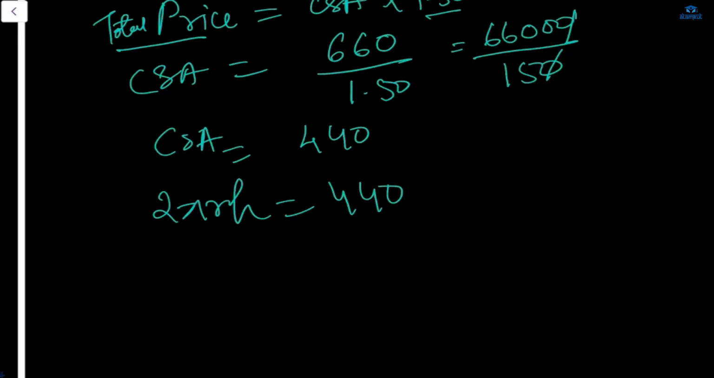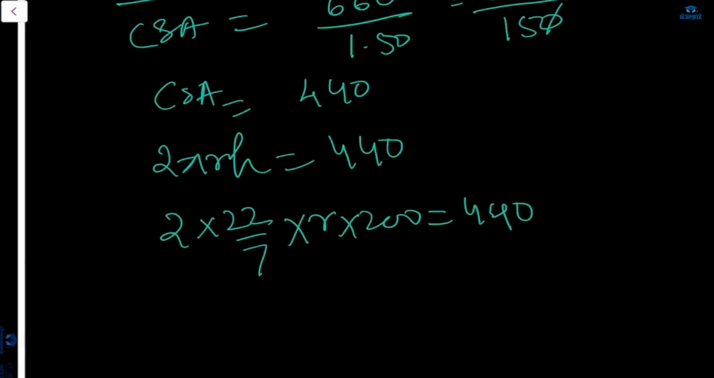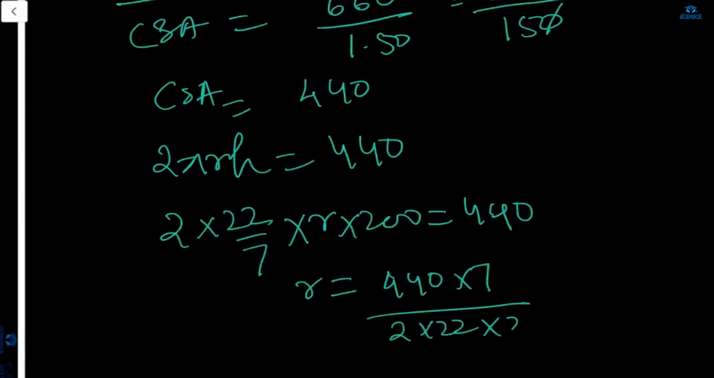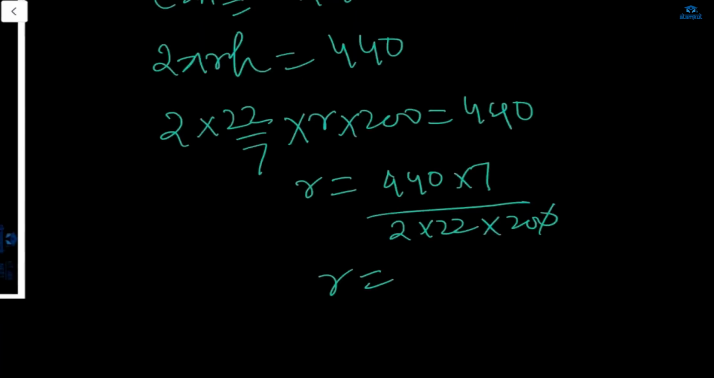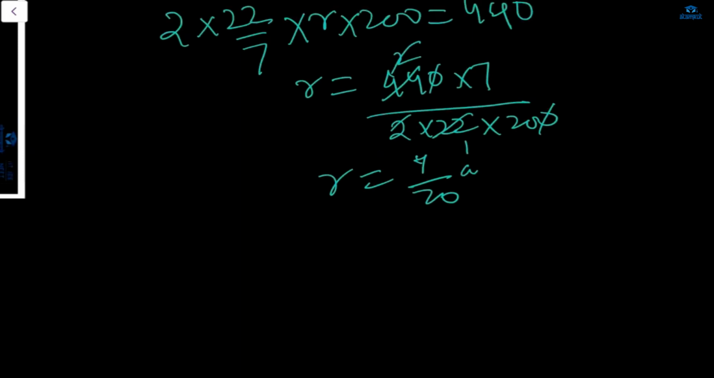2 into 22/7 into r into 200 is equal to 440. So r will be equal to what? 440 multiplied by 7 upon 2 into 22 upon 200. So r will be 7 upon 20. Am I correct? Yes, ma'am. Ma'am, is it 7 by 20 or 4 over 7? Yeah, 7 by 20. No, 440 into 7 upon 2 into 22 by 200. So I got 20. Yes.